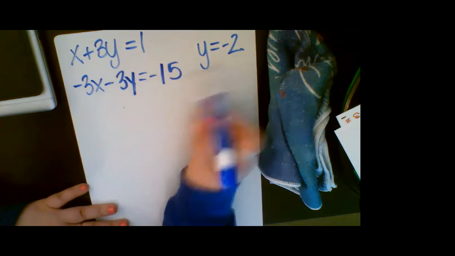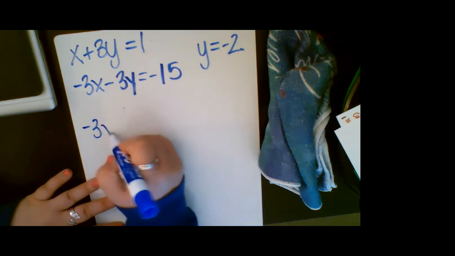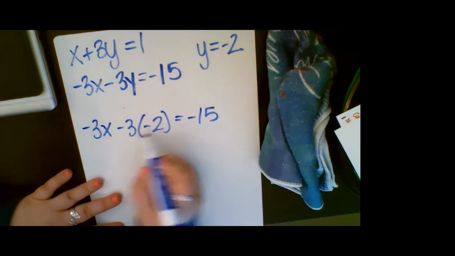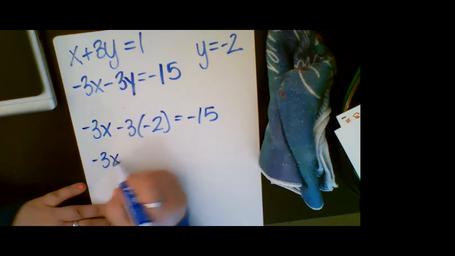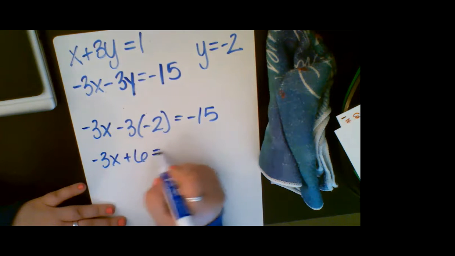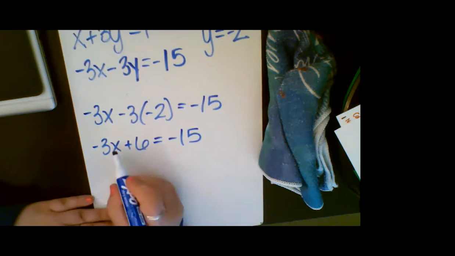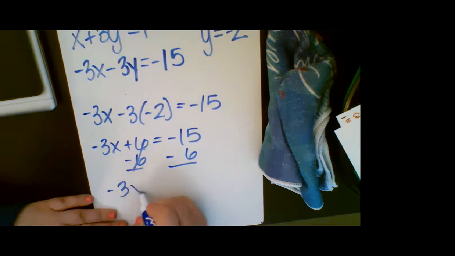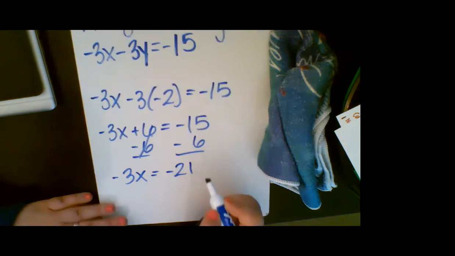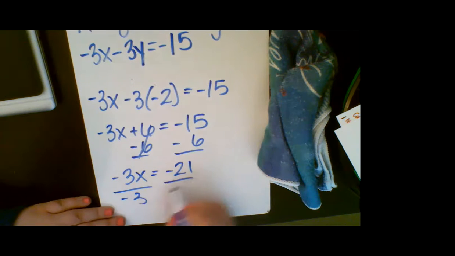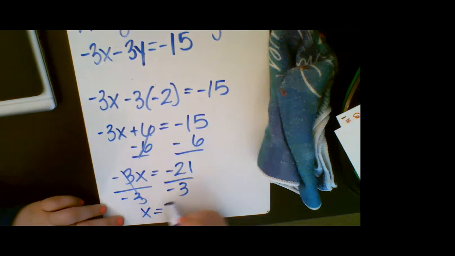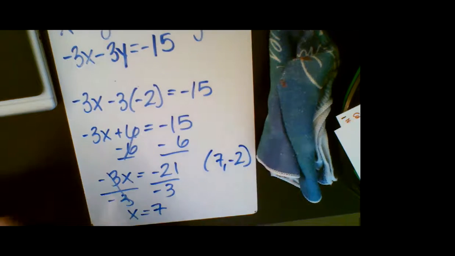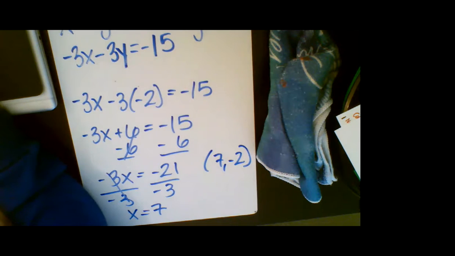So we're going to plug negative 2 in for this y. Negative 3 times negative 2 is a positive 6. To get x by itself, we're going to move the 6 over. And last step, divide. My favorite step. So x is 7 here. So my ordered pair, 7, negative 2. Okay? Any questions on any of that, guys?